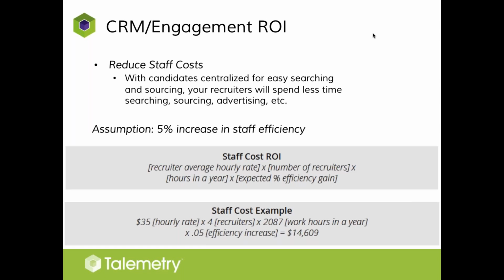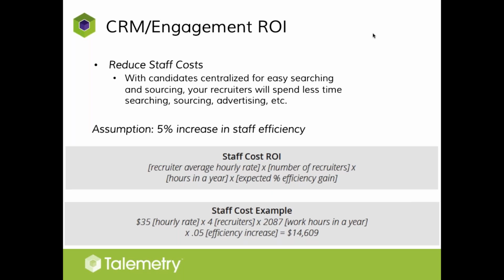Your organization is not going to need to spend money advertising as much. So your staff is going to have more time to do what they do. So let's project a 5% increase in staff efficiency. The way you would calculate that is take your hourly rate, let's call it $35, multiply it by the number of recruiters that you have, right?